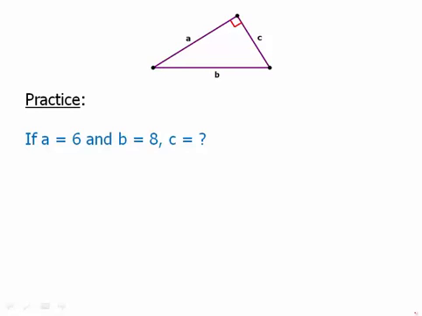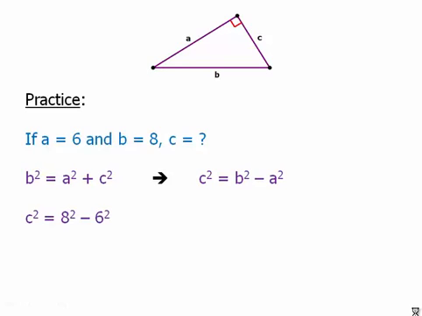And what the Pythagorean theorem says is that leg squared plus leg squared equals hypotenuse squared. So technically, in this triangle, b squared equals a squared plus c squared. And so if we want to solve for c squared, we have to subtract a squared. C squared equals b squared minus a squared. 8 squared minus 6 squared, 64 minus 36, which is 28.